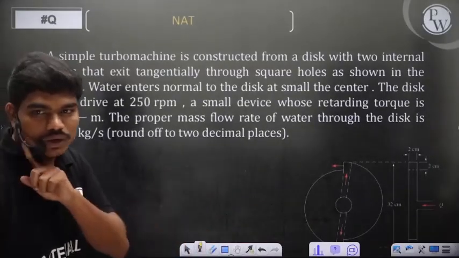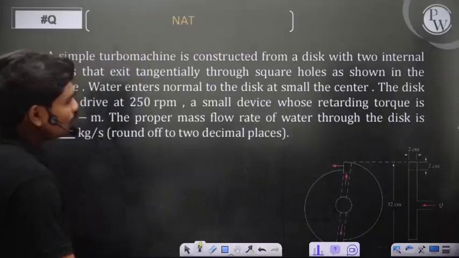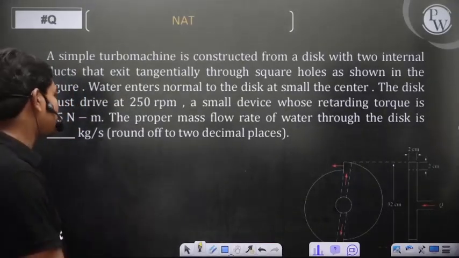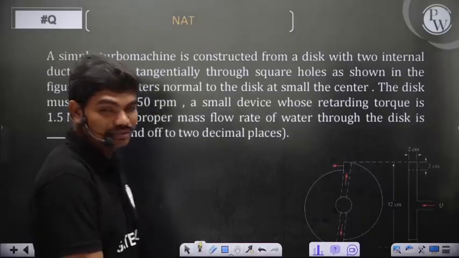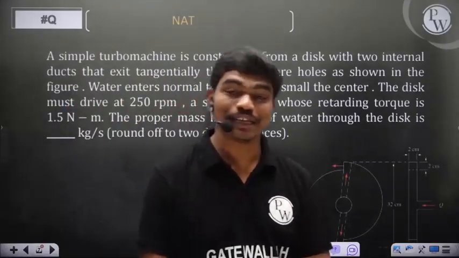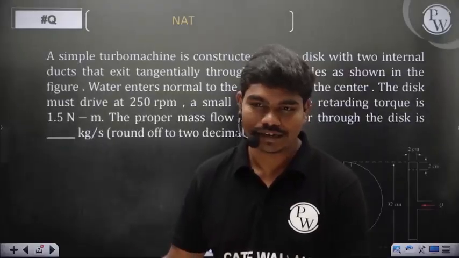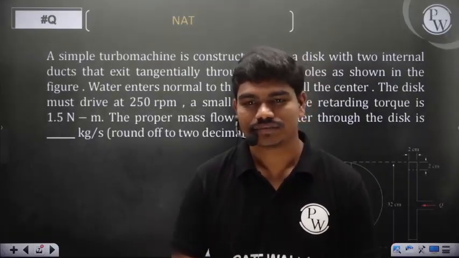The device has a retarding torque of 1.5 Newton per meter. The proper mass flow rate of the water to the disc is dash kg per second, rounded off to 2 decimal places.